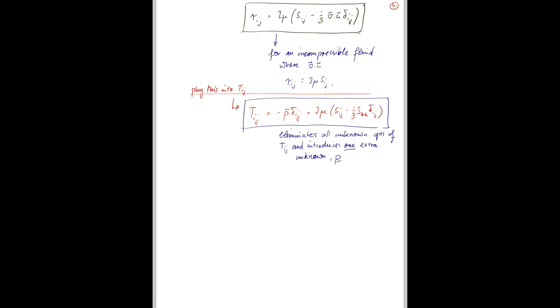So now we have a constitutive equation for our Newtonian fluid. And that means we can express the stress tensor Tij in terms of the deformation of the fluid, in terms of the strain rate Sij. So the next step is to just plug this constitutive equation back into our Cauchy equation of motion.